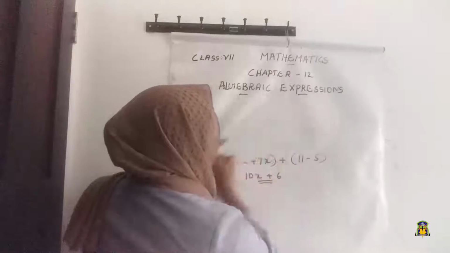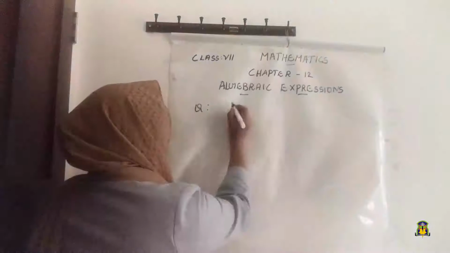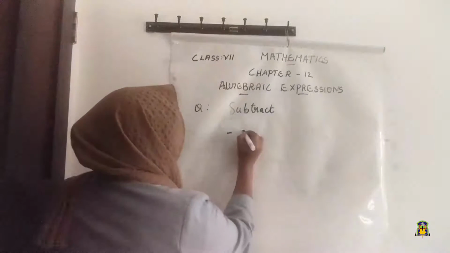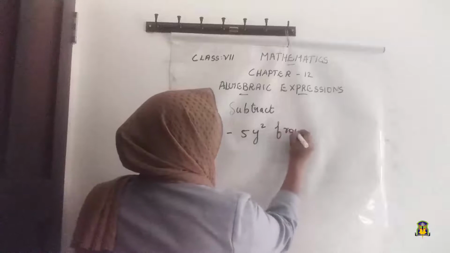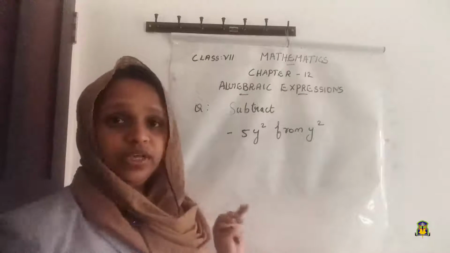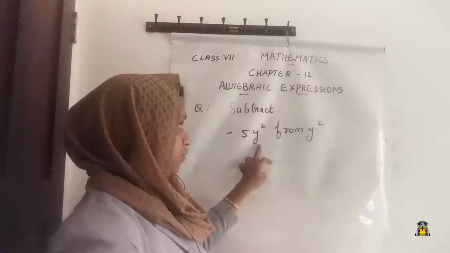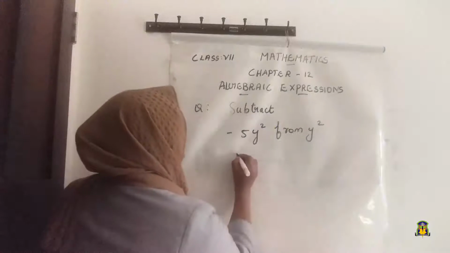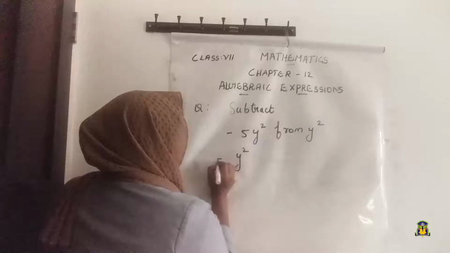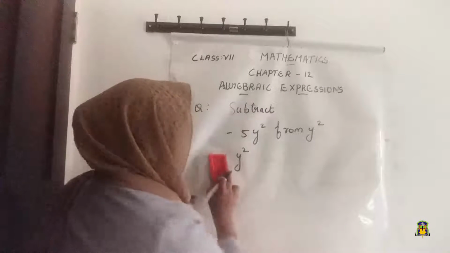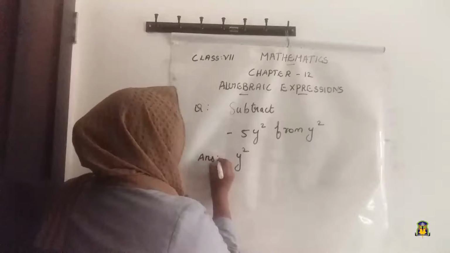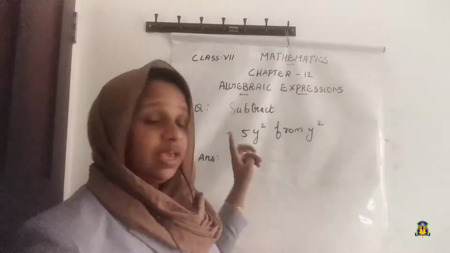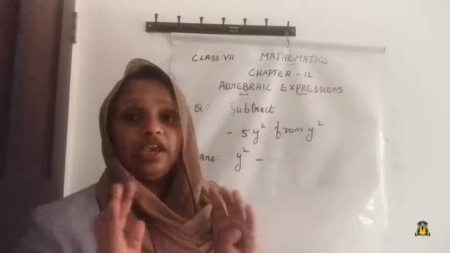Next, how to subtract? Subtract minus 5y square from y square. How can we subtract? So here, minus 5y square from y square. So where do we want to start from? Yes, from y square. So we can write it as y square, we want to subtract, so minus sign, then what is the next term? Yes, it is negative 5y square. That should be enclosed in a bracket.